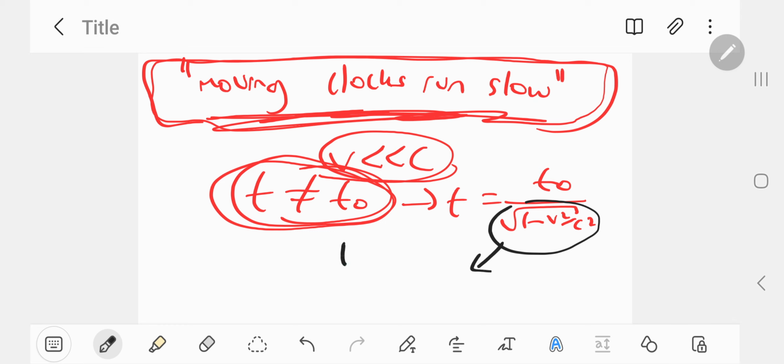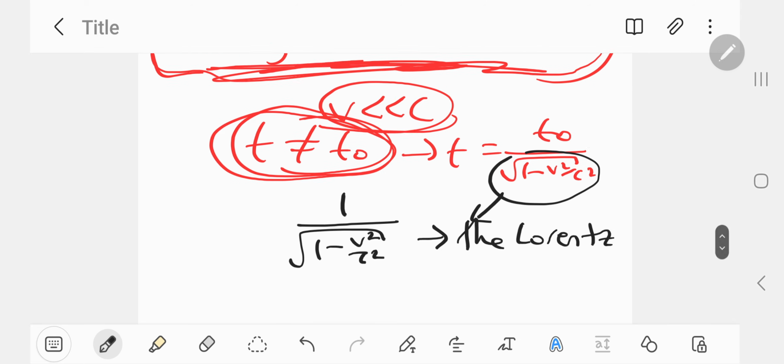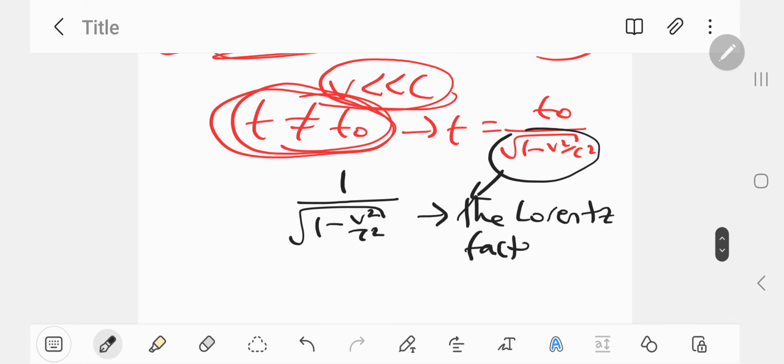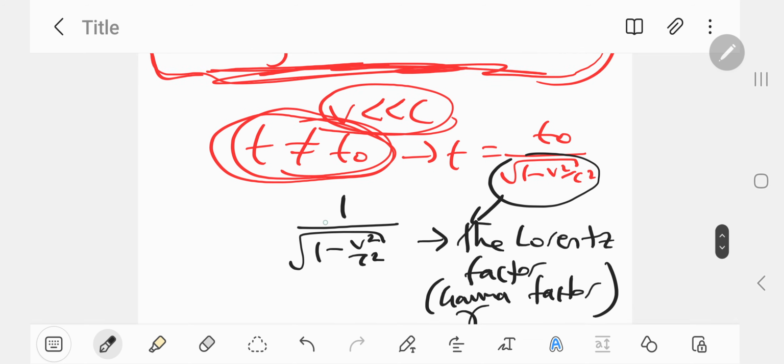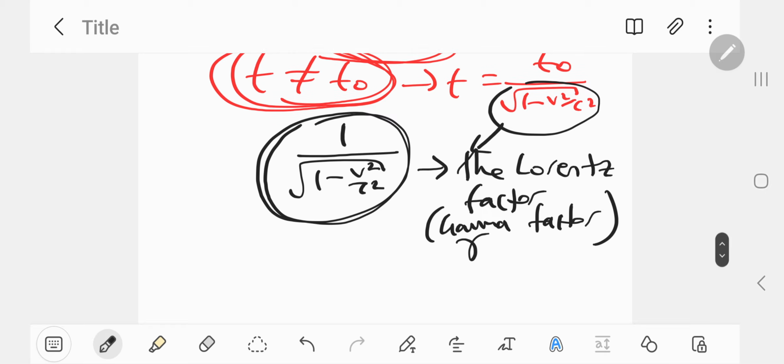This has a special name. They give it a name in relativity: the Lorentz factor, named after Hendrik Lorentz, Dutch mathematician, also known as the gamma factor. This pops up everywhere in relativity, special relativity in particular. Gamma is what makes the two times different. Let me show you something.